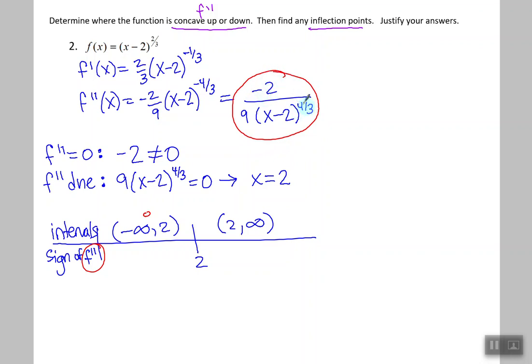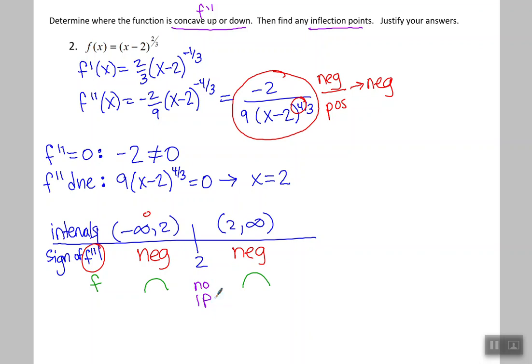And the denominator, well, because it's raised to an even exponent, is always going to be positive. Also, I'm multiplying by a positive coefficient. So this is always going to be a negative over a positive, which yields a negative, no matter what I plug in here. So I've got a negative on both intervals. That means that the graph of the function is concave down on both intervals. And since there's no change in concavity, there is no inflection point.